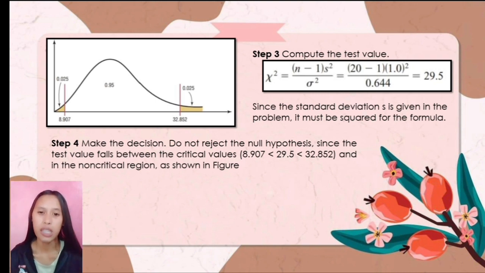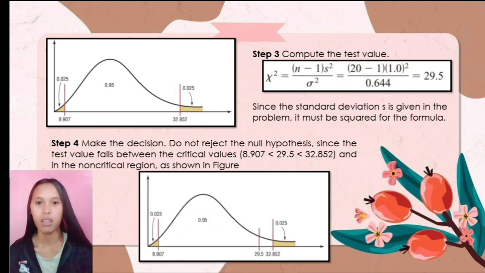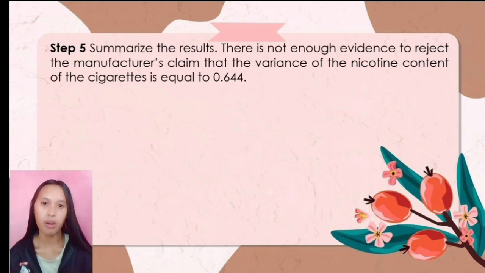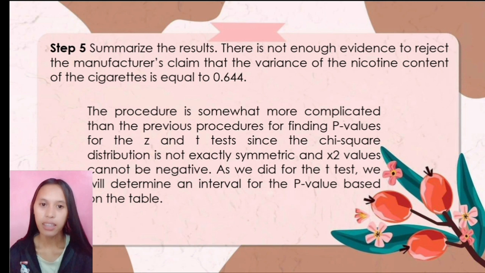So next, let us make the decision. Let us not reject the null hypothesis since the test value falls between the critical values: 8.907 is less than 29.5, less than 32.852, and in the non-critical region as shown in our graph above. So lastly, let us summarize the result. There is not enough evidence to reject the manufacturer's claim that the variance of the nicotine content of the cigarettes is equal to 0.644.